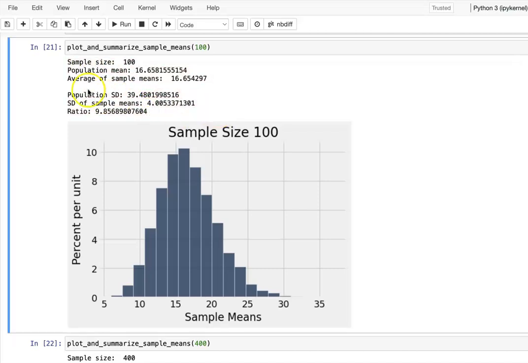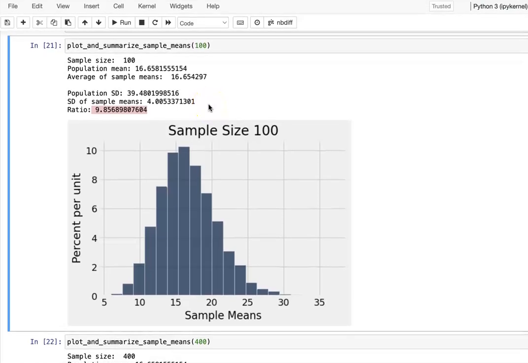When we talk about the sample size 100, if we only compare the population mean and the average of the sample mean, they are very close, even to the second decimal place. Now the standard deviation. The population standard deviation is about 39.48, but the standard deviation of the sample mean is only about 4, which is about here relative to the average, as in the bell curve earlier. So the ratio is almost 10.